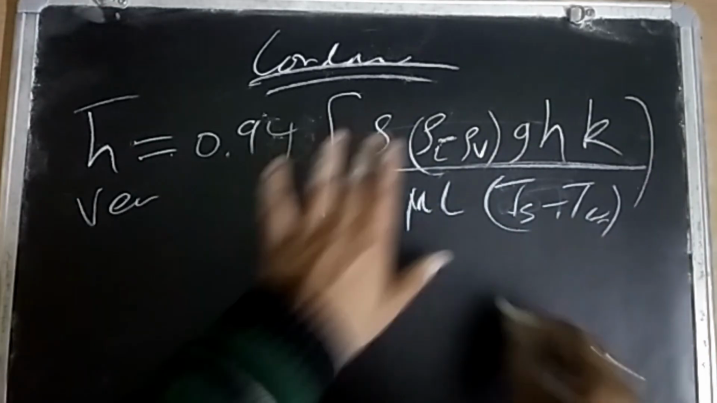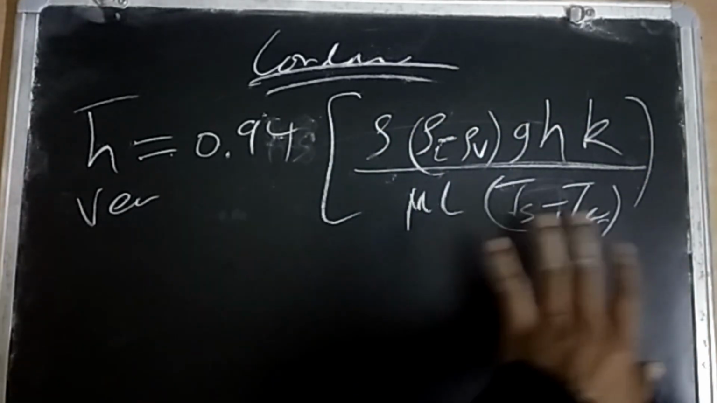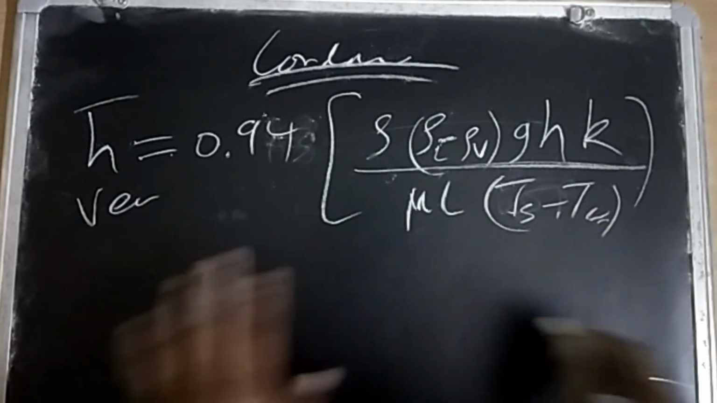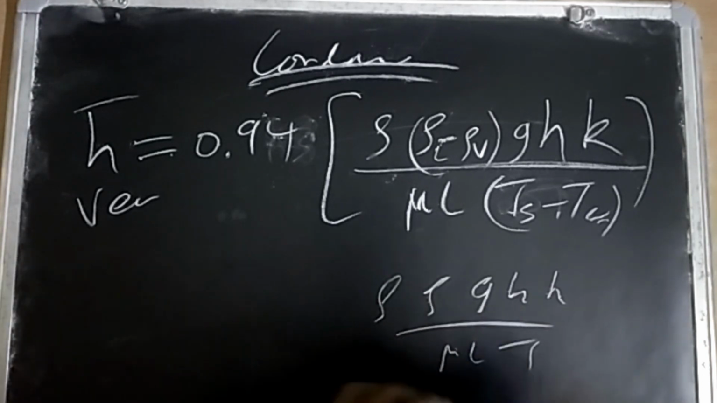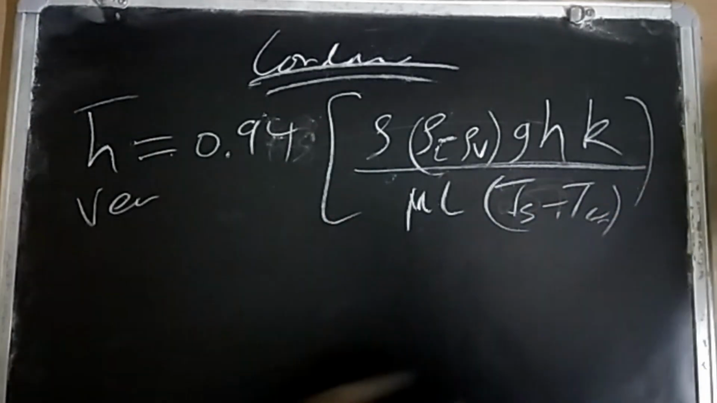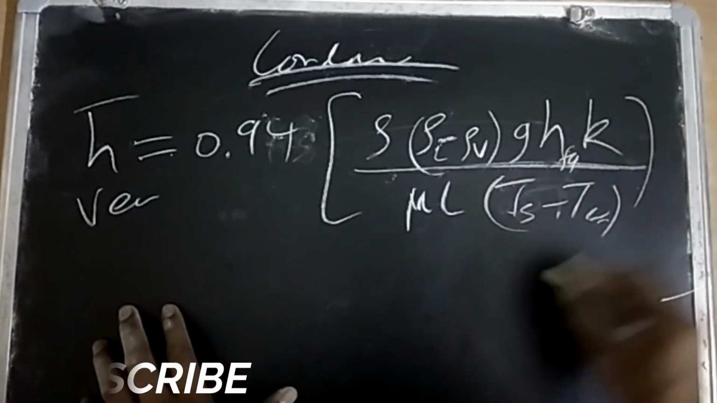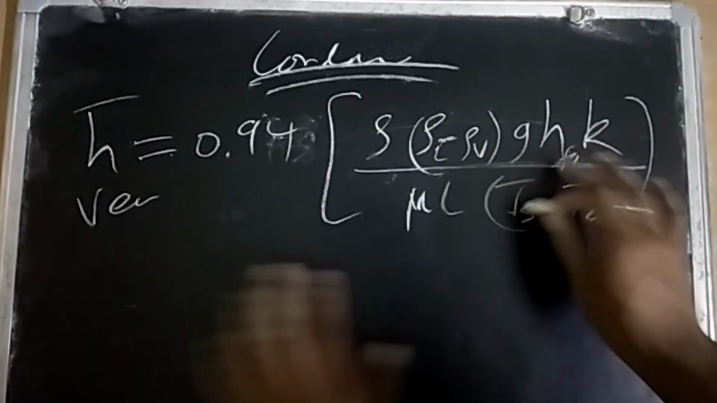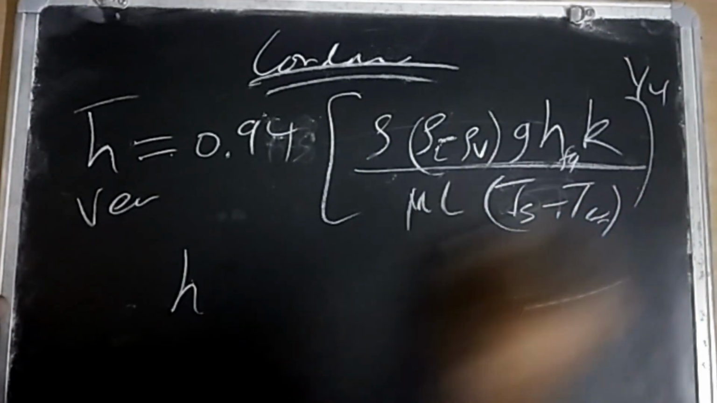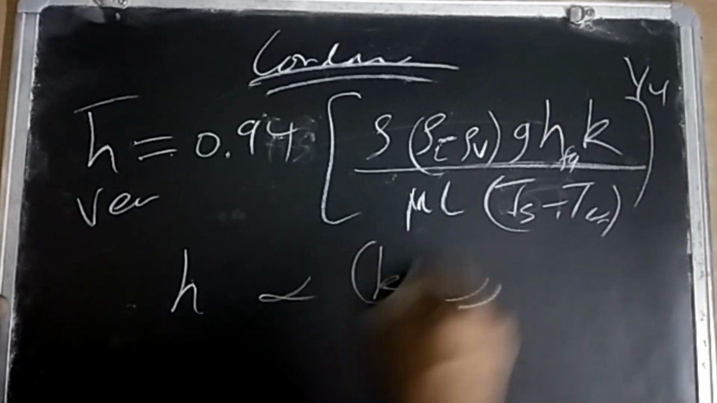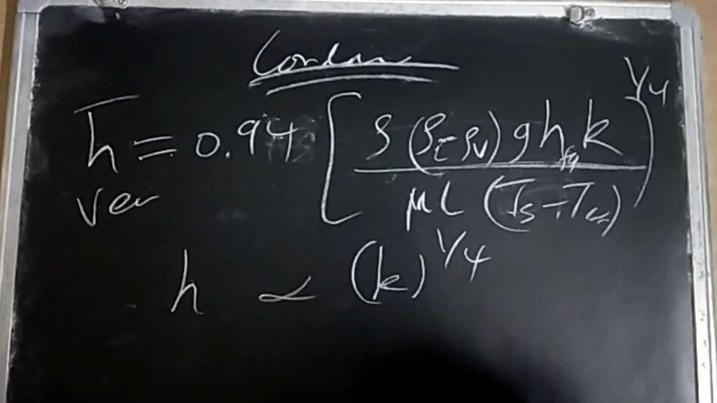Remember this like this: rho g h_fg k^3 over mu L delta T, or rho g h k over mu L T. Remember this way, else it is a very big formula and some people cannot remember it. This h is h_fg, the heat of fusion, not heat capacity, and this is to the power 1 upon 4. Remember that h here is proportional to k to the power 1 upon 4 in condensation. 1 upon 4 is important here.